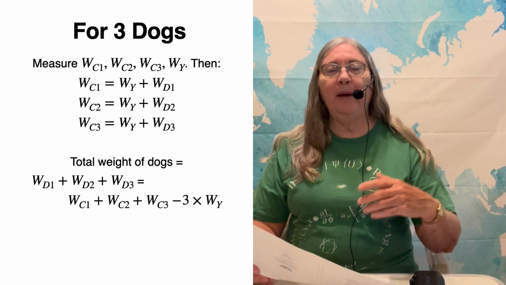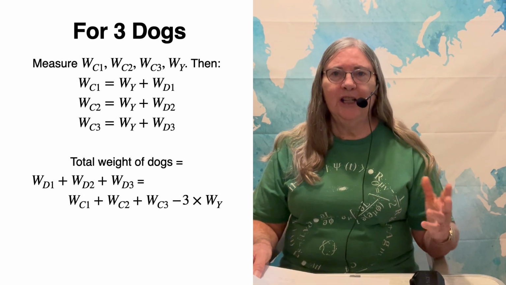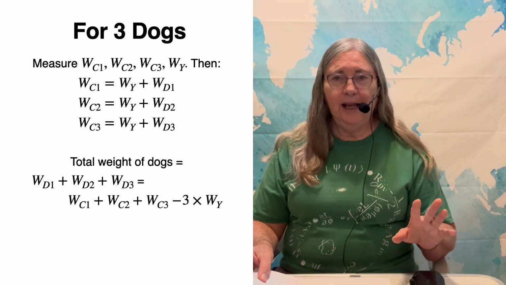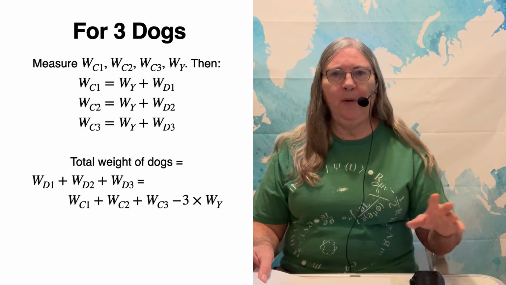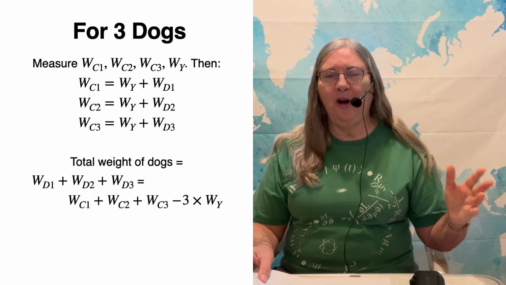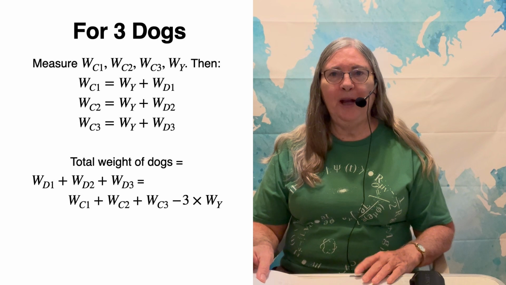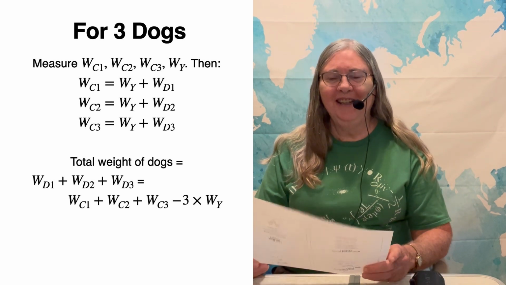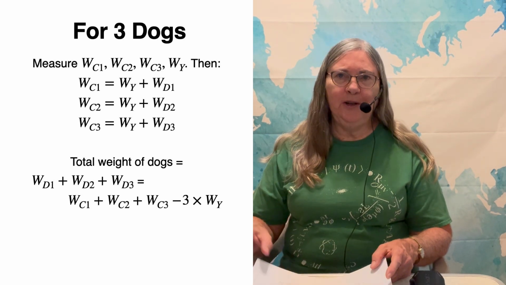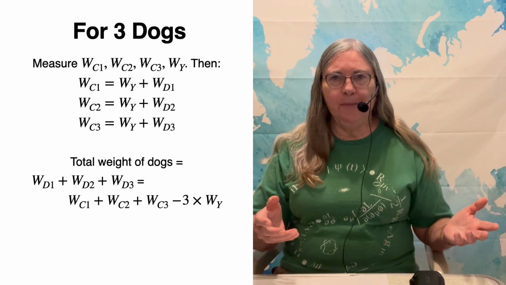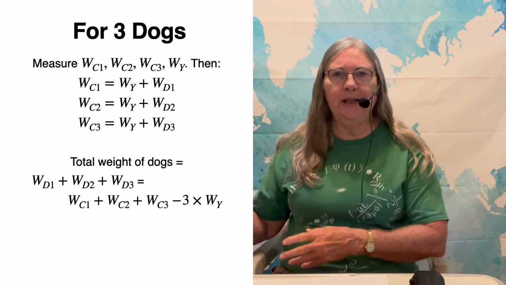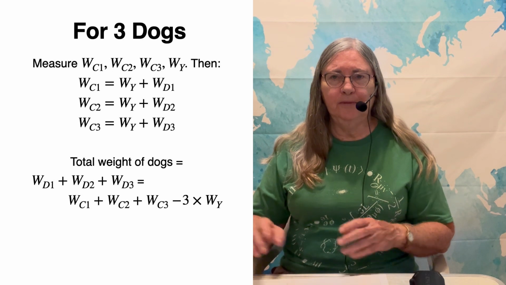Okay, let's try a more complicated equation. Suppose you have 3 dogs, and you want to see what's the combined weight of the 3 dogs. Maybe that tells you how much dog food you need to buy. Okay, you know what you have to do again. You have to get on the scale 4 times. Weigh yourself, and then weigh yourself plus each of the 3 dogs.